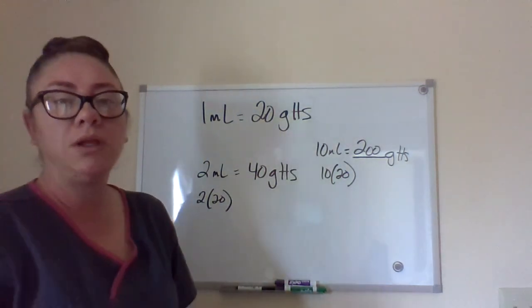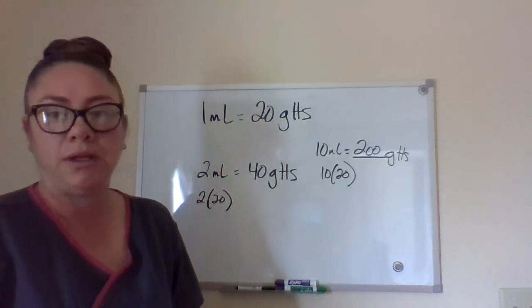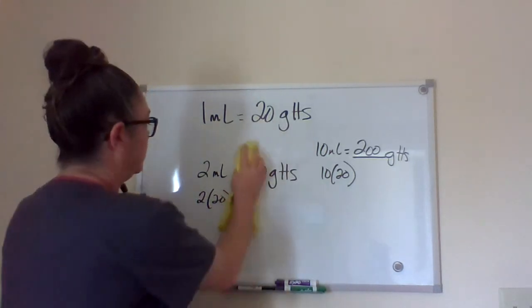All right, so this is how you convert drops. For every 1 milliliter of solution, there are 20 drops contained.